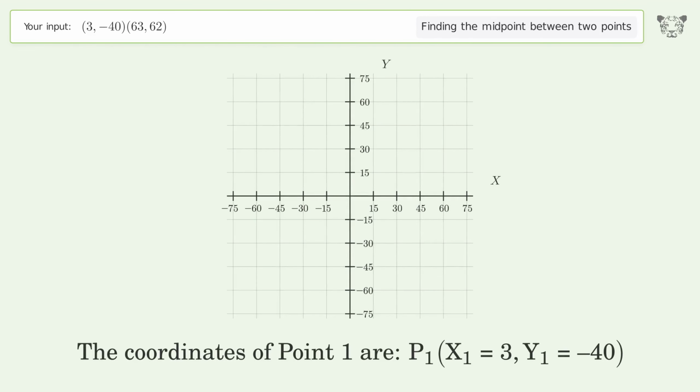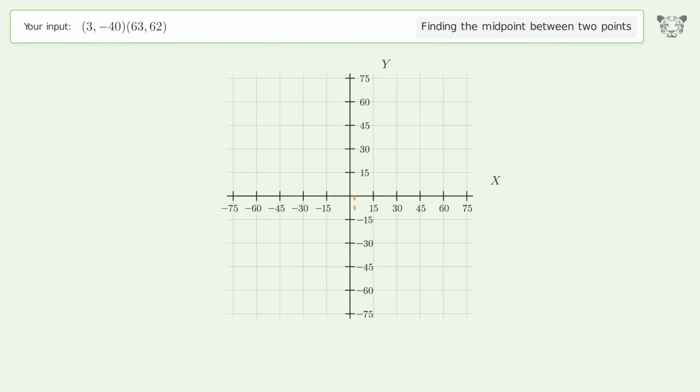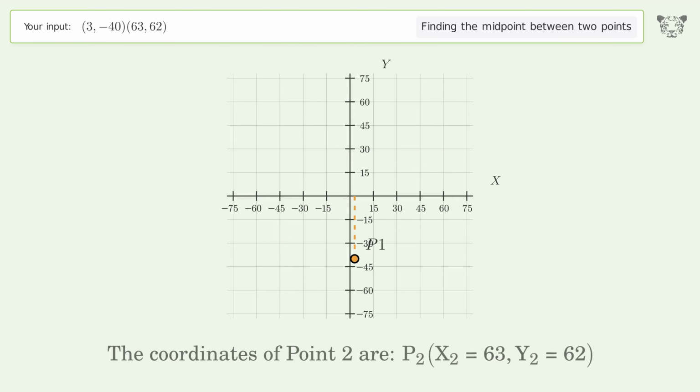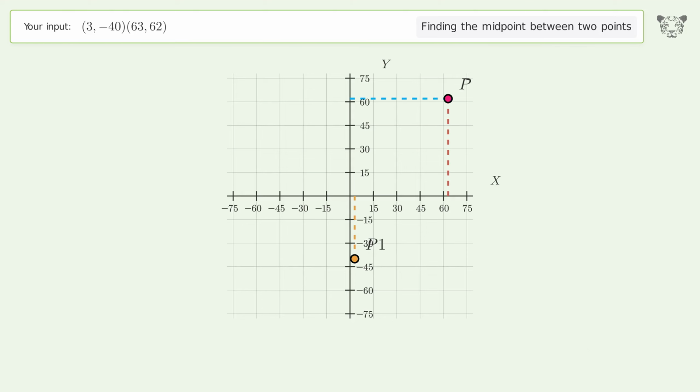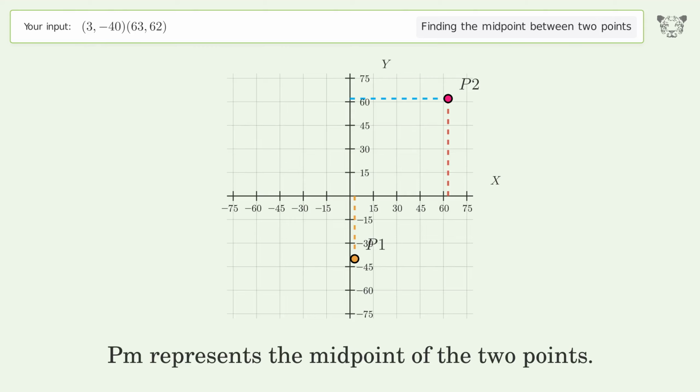The coordinates of point 1 are x1 equals 3, y1 equals -40. The coordinates of point 2 are x2 equals 63, y2 equals 62. PM represents the midpoint of the 2 points.